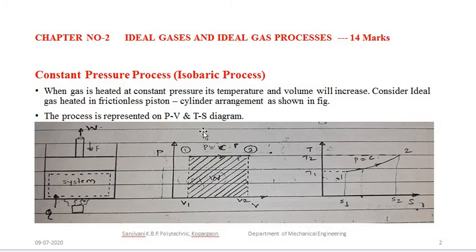Now in most examinations we have a question which asks to represent the particular process on the PV and TS diagram. For 4 marks this question is asked. In the previous process, that is the constant volume process, we also represented the process on the PV and TS diagram. In this case also, the constant pressure process, we have represented the process on the PV and TS diagram.